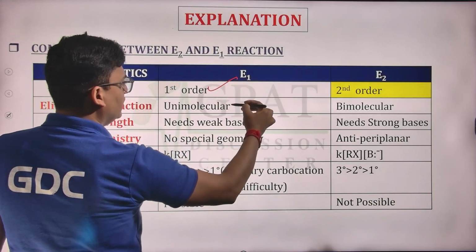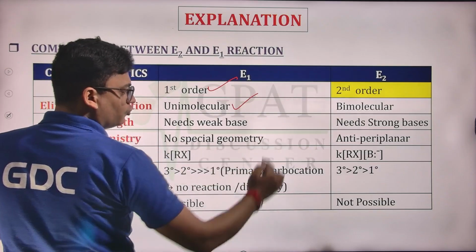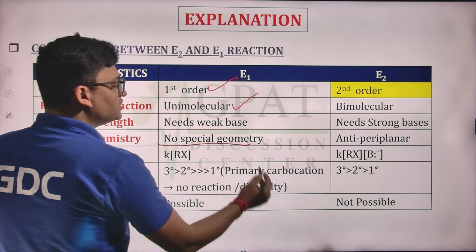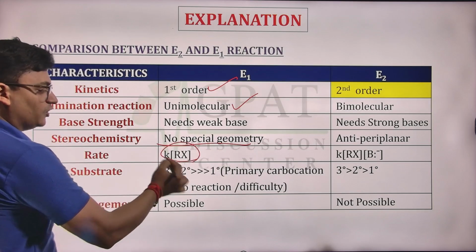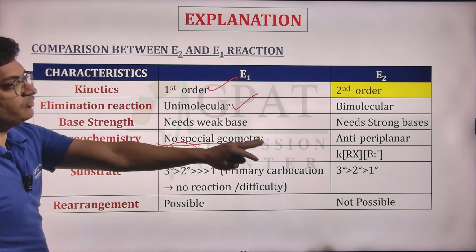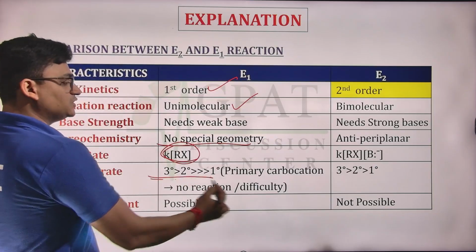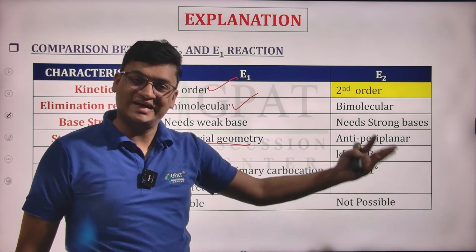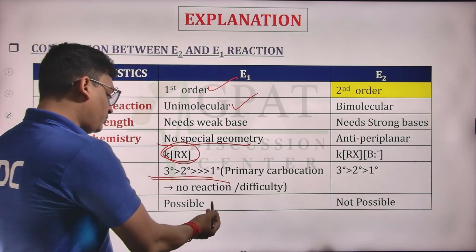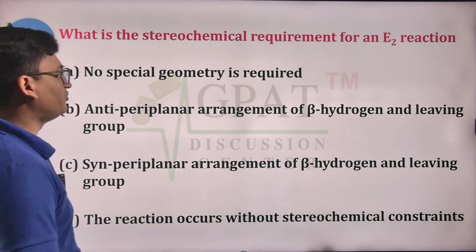E1 is unimolecular and needs weak bases; E2 is bimolecular and needs strong bases. E1 has no special geometry requirement. For E1 the rate depends only on the substrate concentration, while for E2 it depends on the substrate as well as the base concentration. E2 is favored by 3° substrates, but depending on the cases. Rearrangement is not possible in E2 since there is no carbocation intermediate formation.